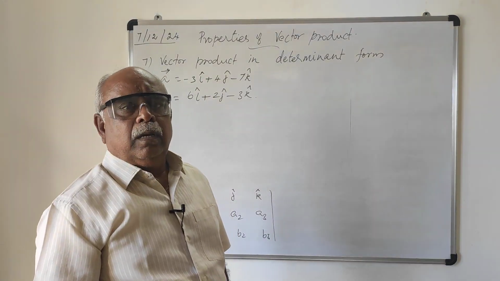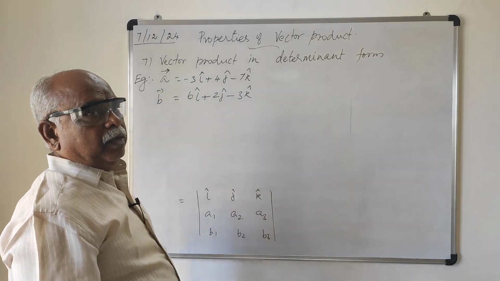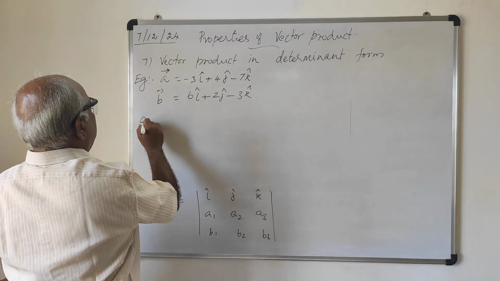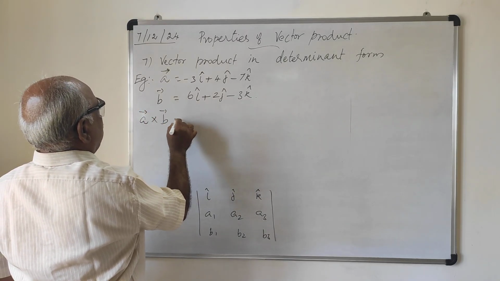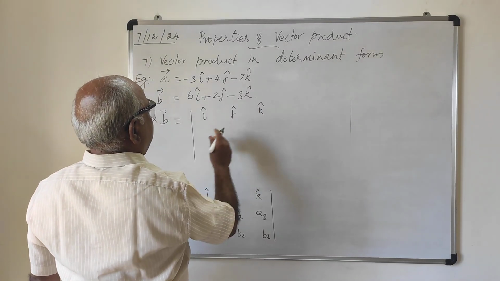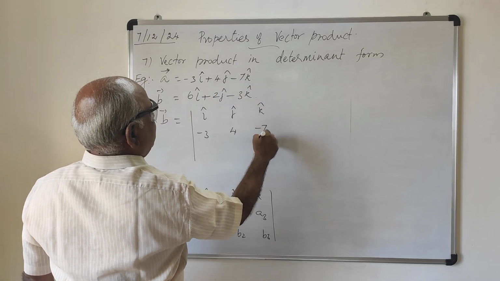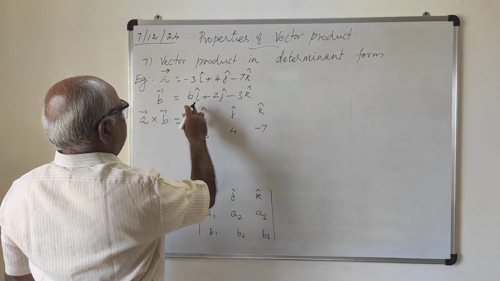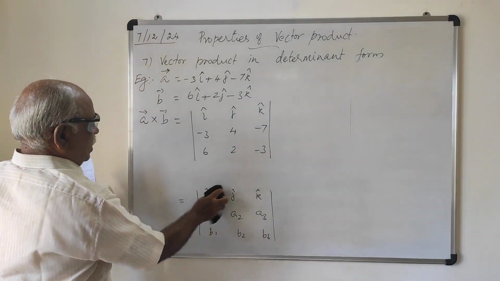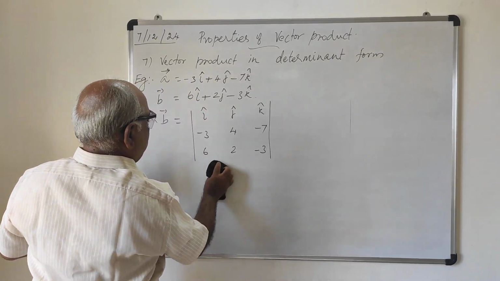Okay? So now, using this determinant form, you have to find the vector product of the given vectors A and B. That is A cross B equals, by definition, first row i, j, k, second row components of A vector: minus 3, 4, minus 7, third row components of B vector: 6, 2, minus 3. Now you expand this determinant and you will get the value of A cross B. A cross B is a vector.